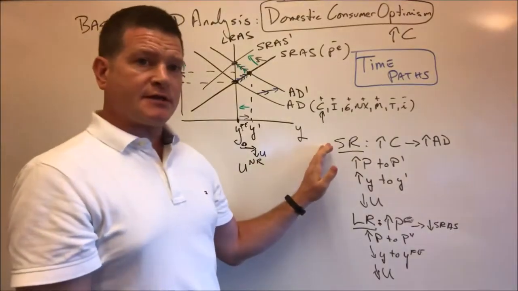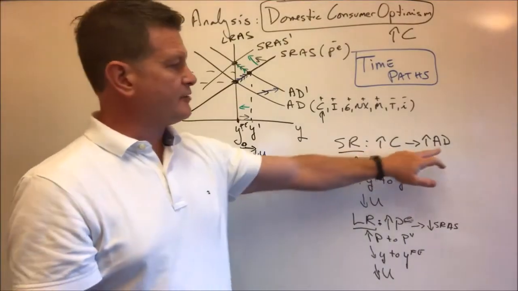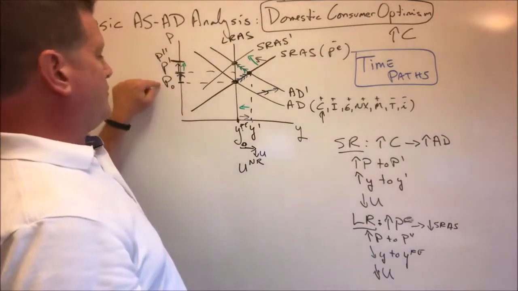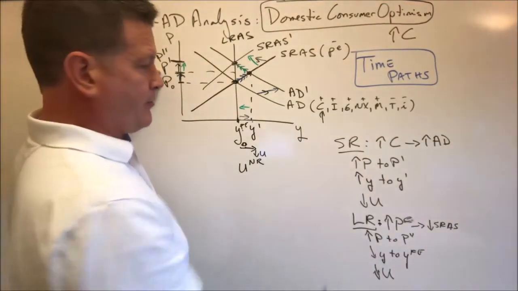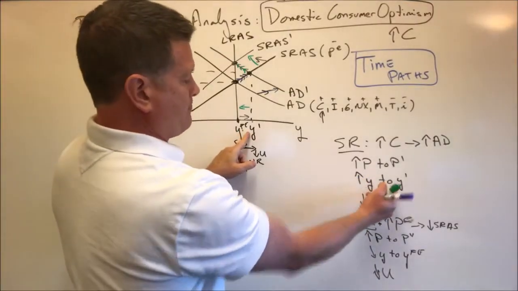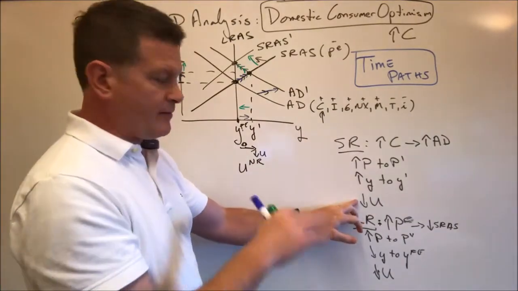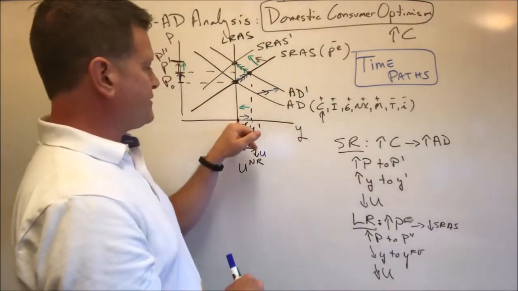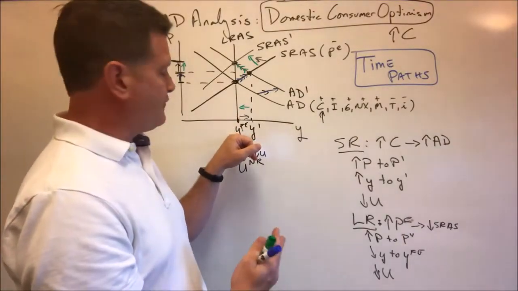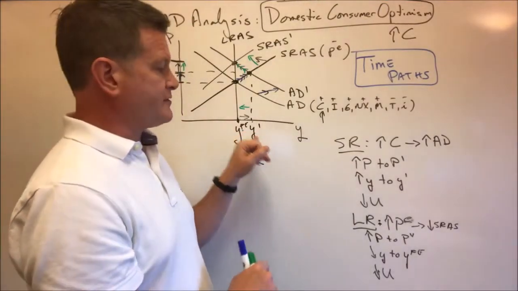We made notes to keep all of that in order and said the short run consumption increased, that increased aggregate demand. That pushed the price level from P naught up to P prime. Output expanded from Y naught to Y prime. And that expansion of output we know is related to unemployment falling. Because this lines up with our full employment, natural rate of unemployment level, we know that we're now beyond full employment, which means unemployment must have fallen.